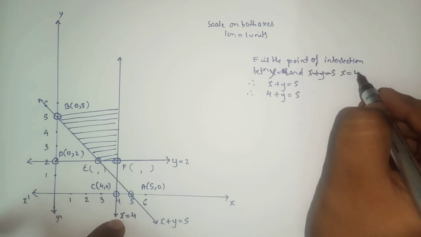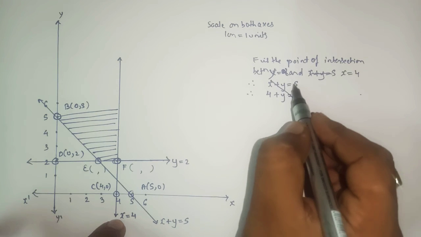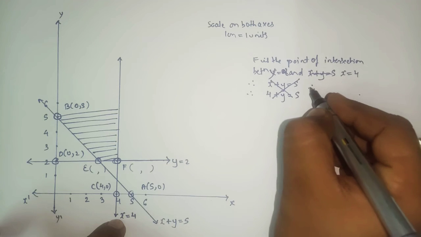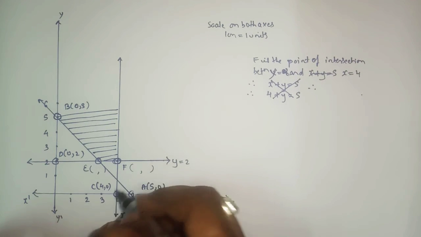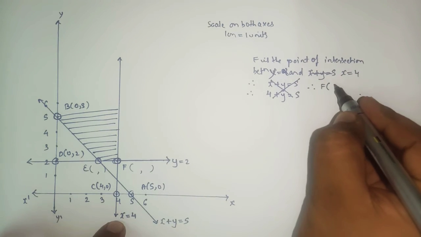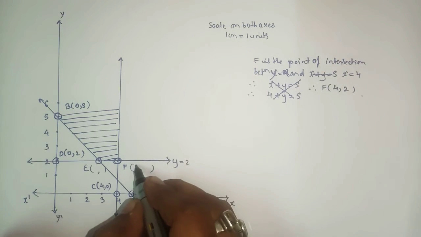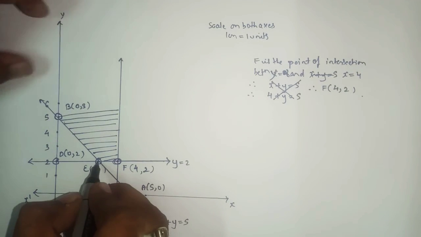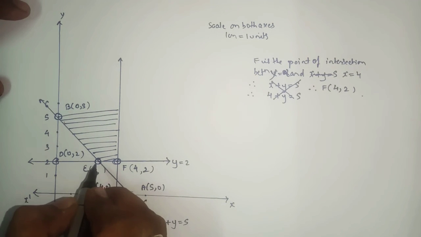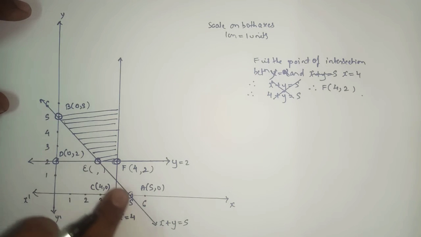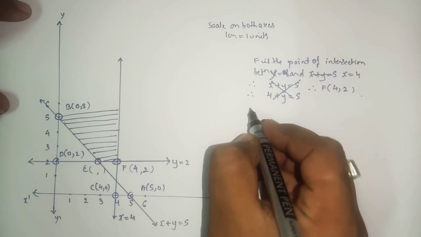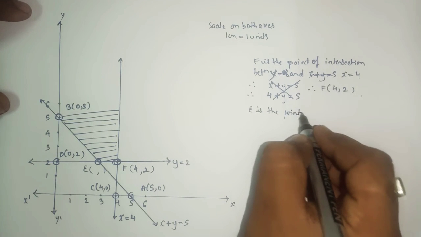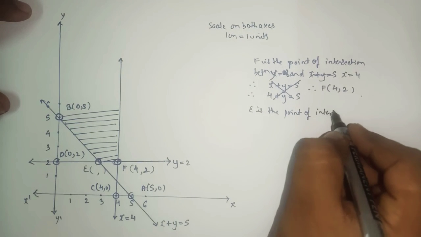X equals 4, so I will cancel this part. Therefore, here we directly get the answer as F (4, 2). This is the point of intersection between this and this line. So you will write E is the point of intersection.